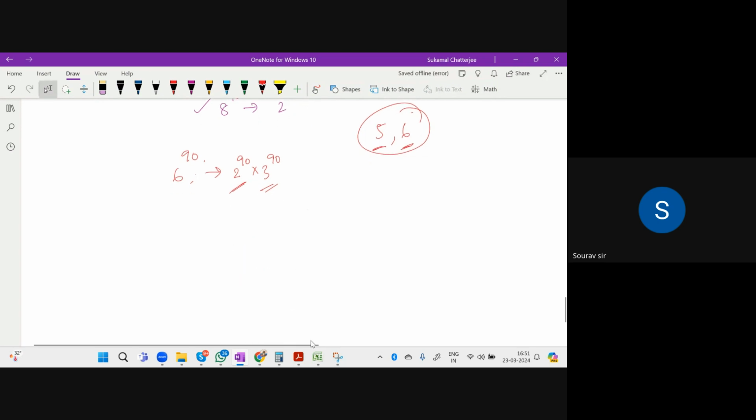Now let's look at these expansions. 15. So 15 square is 225. So 25. 15 cube, 25 into 15, 375. Okay. Now 15 to the power 4. 75 into 15. How much?